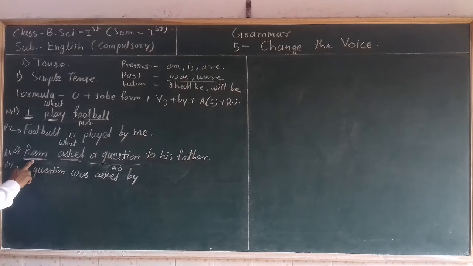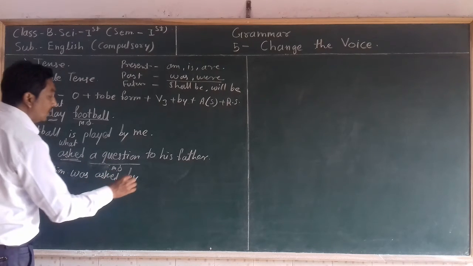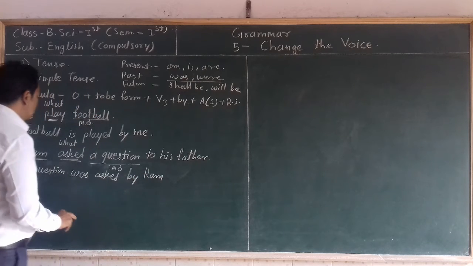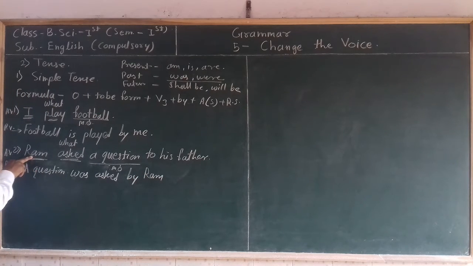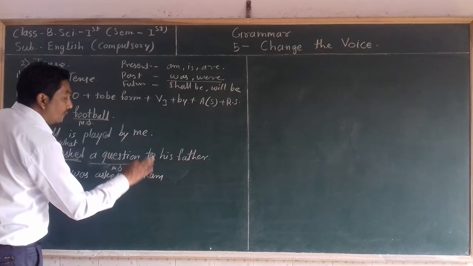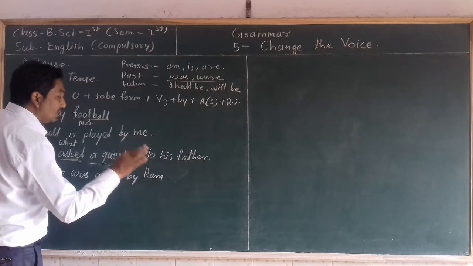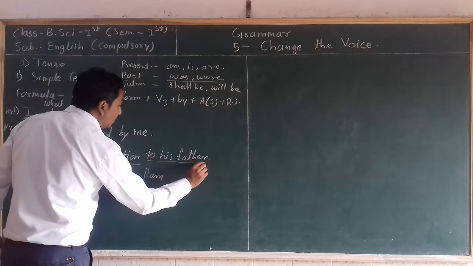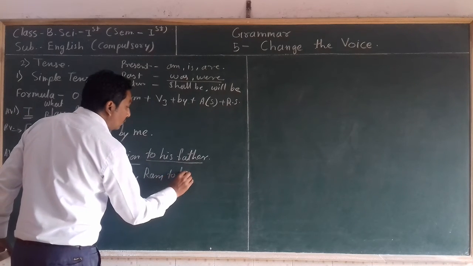Then use by. Then the accusative of the subject. So if any name or any proper noun is given, that remains as it is, even as accusative. So the nominative form and accusative form of any noun remain as it is. Then after that, the rest of the sentence, the remaining sentence, is to his father.